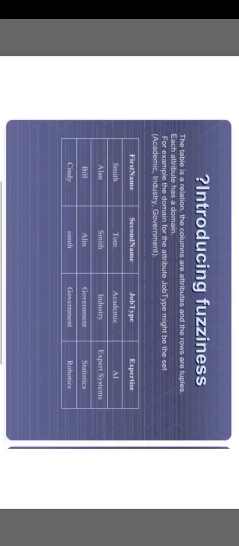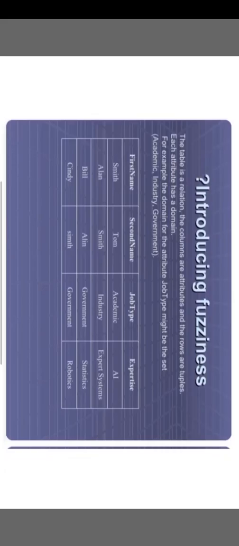Here, introducing the fuzziness. We are well known about the word fuzzy database, but here the character of the fuzzy is its fuzziness. The table is a relation, the columns are attributes and the rows are tuples. Each attribute has a domain. For example, the domain for the attribute job type might be the set academic, industry, government, or else you can take any other sectors according to your wish.